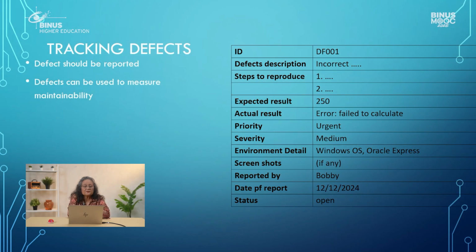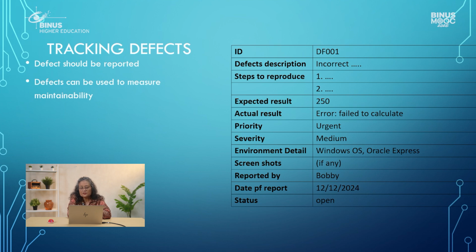The first one we can look at is the tracking defects. When we talk about maintainability, it means that the software has already been deployed and defects happen as we go along. And so the defect should always be reported. Based on this reported defect, we can measure the maintainability of our software.